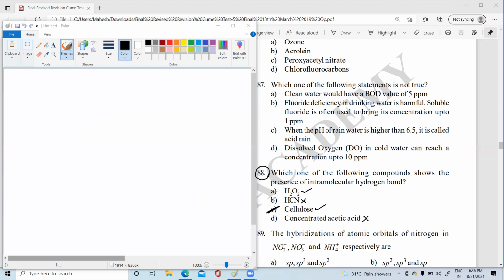We can tell, students, why: in H2O2 the distance is too great here, so the probability of intramolecular bonding is weak. So this is the wrong statement. So cellulose should have the intramolecular hydrogen bonding. Why? Because cellulose contains beta-D-glucose units. The beta-D-glucose units will have the intramolecular hydrogen bonding. So option C is the correct statement, students. Next question number 89.